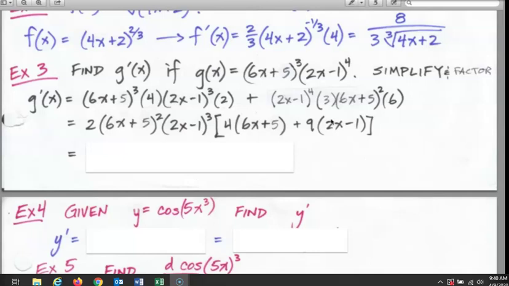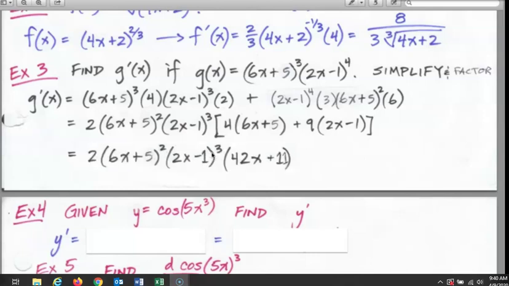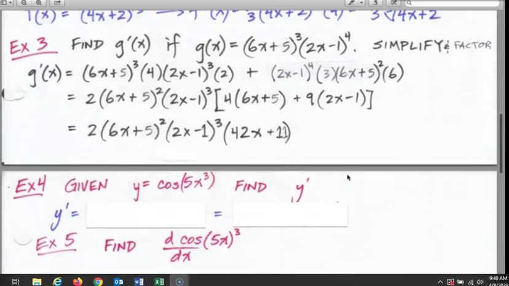So now we're not done until we clean it up. We have to combine like terms right here, and now we get whatever we get. So that's our final answer, as ugly as it is.